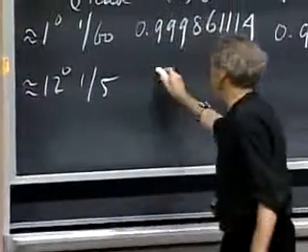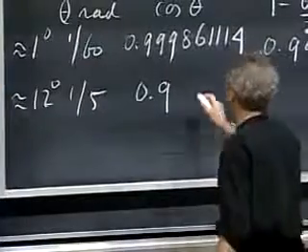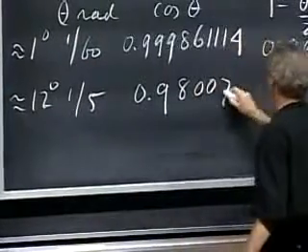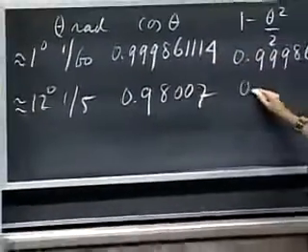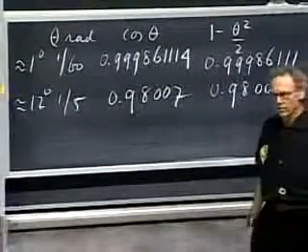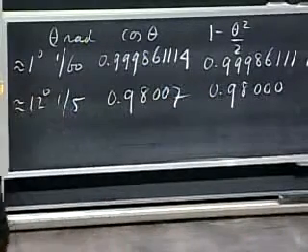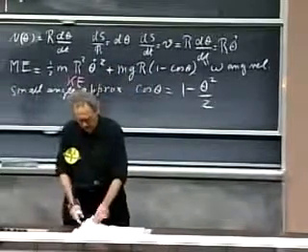Then the cosine of theta equals 0.98007, and 1 minus theta squared over 2 equals 0.98000. So that still is amazingly close. That only differs by 7 parts in 100,000. So the difference is less than 1/100th of a percent.